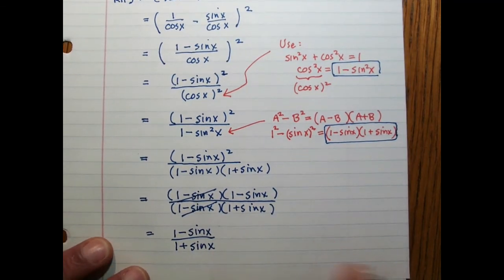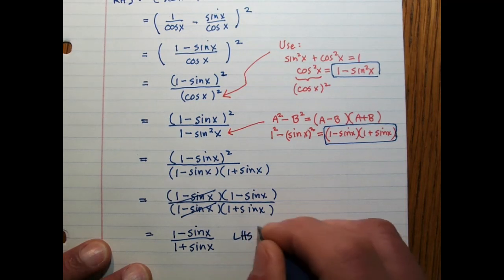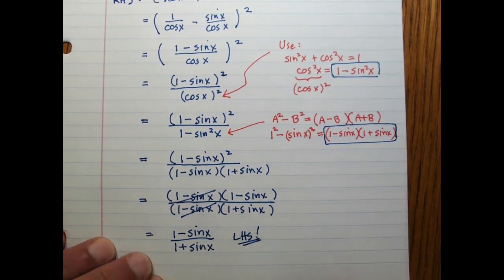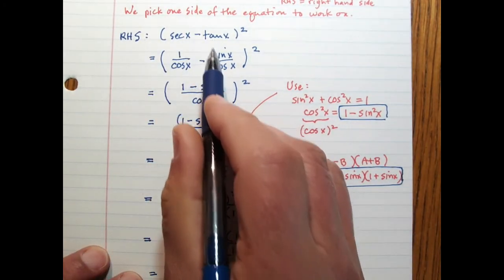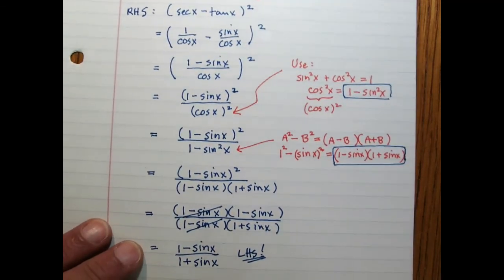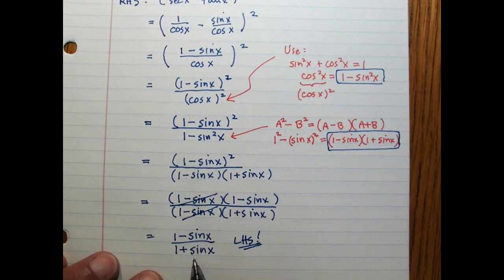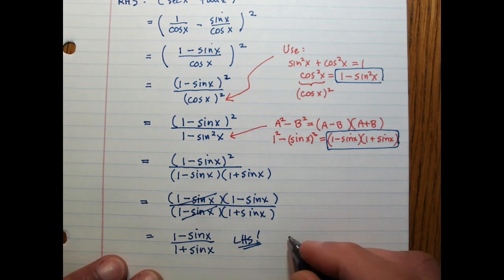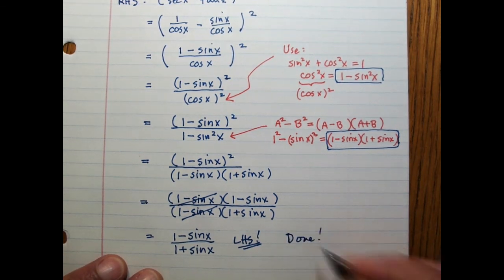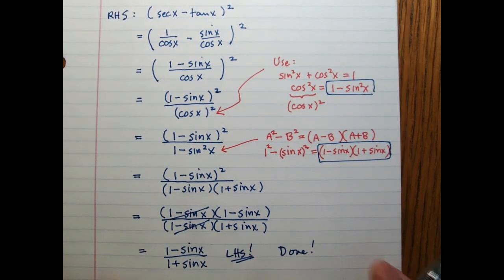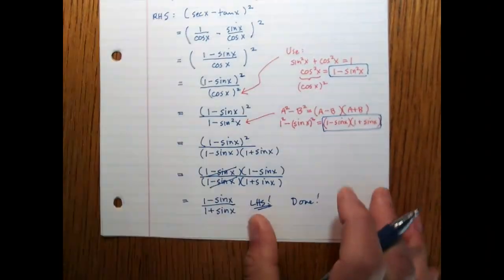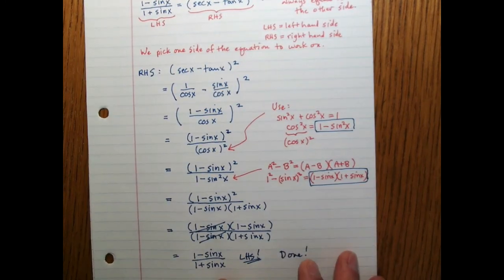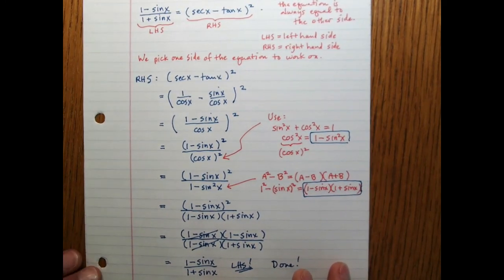And that's exactly the left-hand side, which is what we were trying to obtain. I've shown that I can get from the right-hand side by rewriting and simplifying, and get to the left-hand side. So we're done. We have verified the identity. I'm just going to try to zoom out a little bit here so I can get the whole problem on one screen.